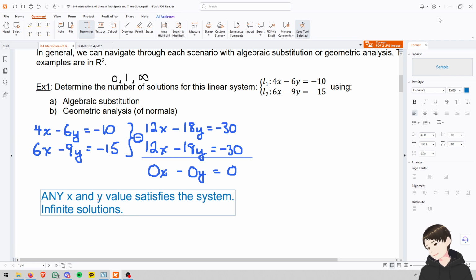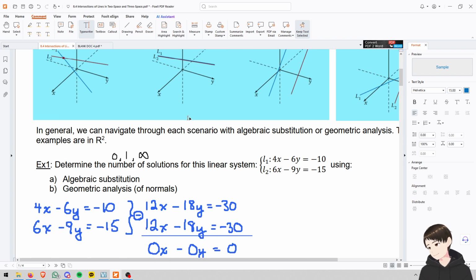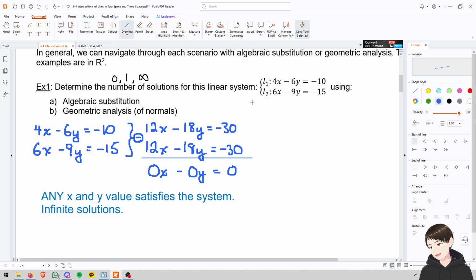And that's how it looks. Okay, so this would be a case of that one right there. The two lines are exactly on top of each other. So that's an algebraic substitution. You know how that works.